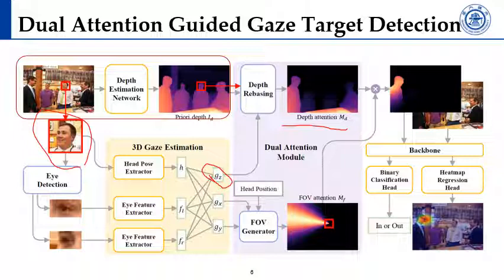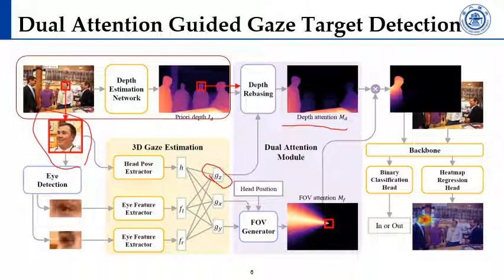This is a typical one. We use the same strategy as the previous method. So you see, it started at the head location, and the center line is the sight line. The shape is a cone-like shape region. Okay, and then we have the depth attention and the field of view attention.